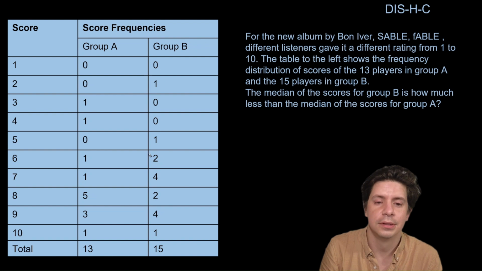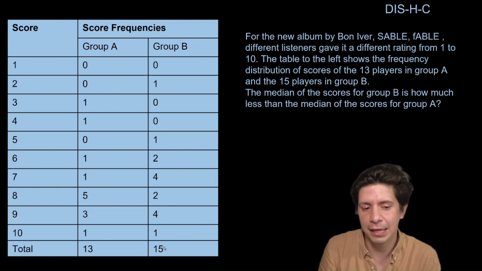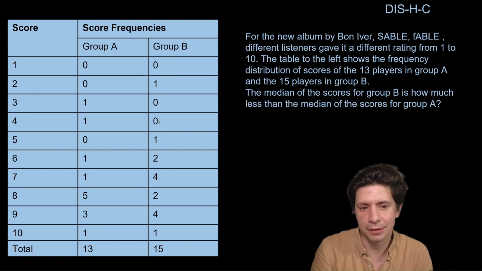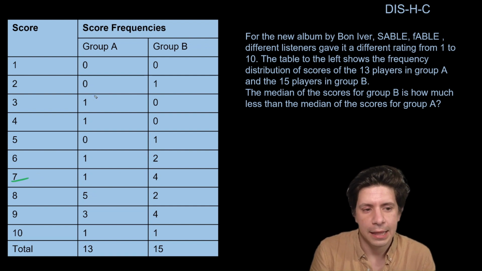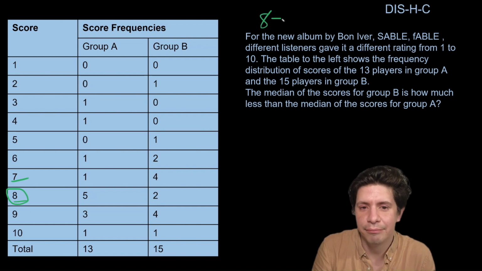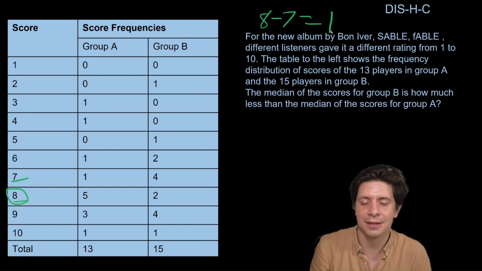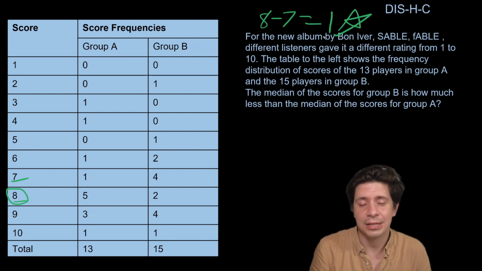So we have a total of 15, so we're looking for the 8th person, and we have a total of 13, so we're looking for the 7th person. So the 8th person here, we go 1, 2, 4, 8. The 8th person gives it a 7. And then here we have a 7th person. So 1, 2, 3, 4, 9. So the 7th person is somewhere here. It gives it an 8. So we would just do 8 minus 7, which is 1.